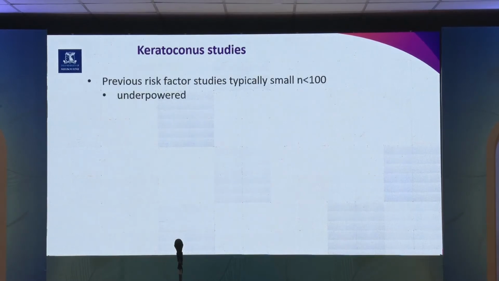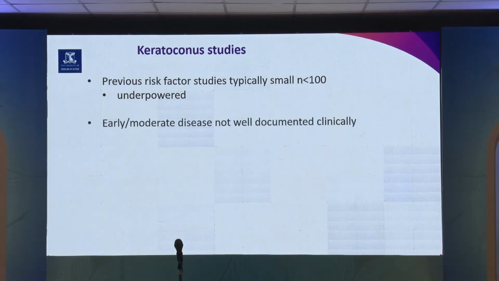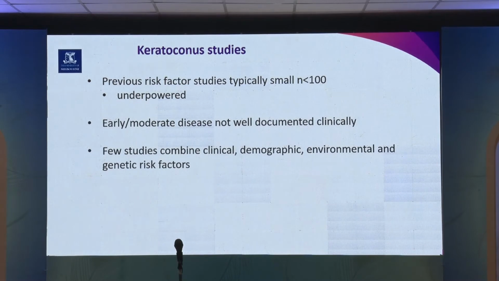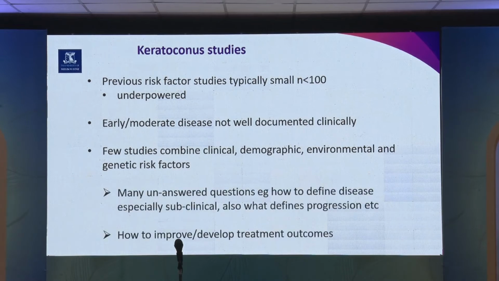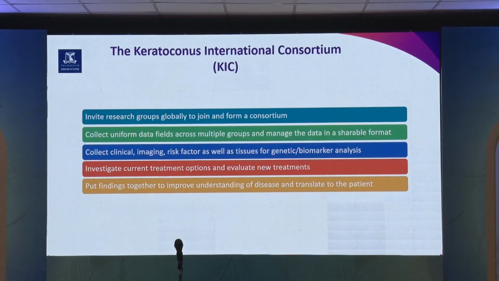Previous studies reported around the world are pretty much small, around about 100 patients, possibly 100 controls as well. They tend to be underpowered because of this size. Early moderate disease is not that well documented in many studies. Few studies actually combine multiple facets such as clinical, demographic, environmental or genetic risk factors. And so there are many unanswered questions in terms of how we define disease, how we look at subclinical disease, how we monitor and classify progression, and how we would use this information to improve clinical diagnosis and translation.